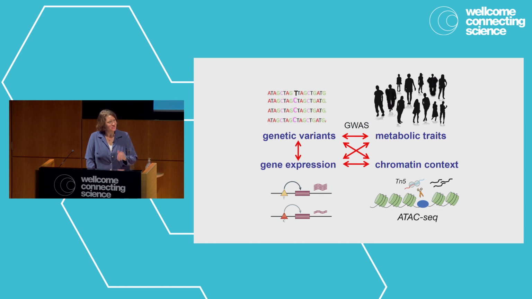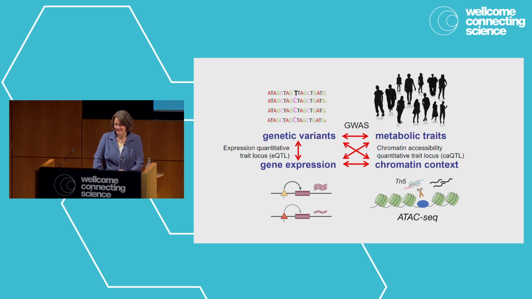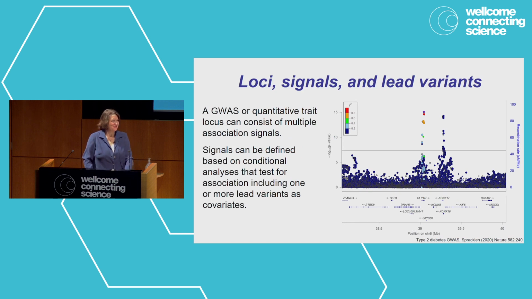Okay, so we have GWAS that are the variants associated with traits, and we're going to integrate that with expression quantitative trait loci, that's the association with gene expression, and the chromatin accessibility QTLs. One more bit of terminology before I get too far, is my use of the words loci, signals, meaning association signals, and variants.